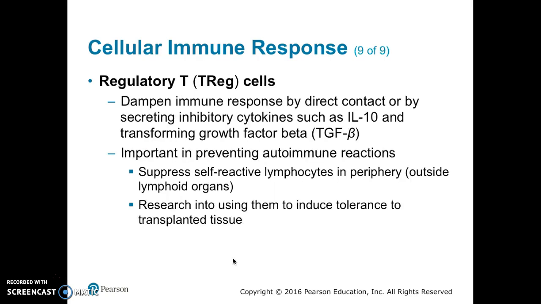The next type of effector T cells are regulatory T cells, or Treg. Regulatory T cells dampen the immune response by direct contact or by secreting inhibitory cytokines like interleukin 10 and transforming growth factor beta. Regulatory T cells are important in preventing autoimmune reactions. They suppress the self-reactive lymphocytes in the outside lymphoid organs. Research is being done into using them to induce tolerance in transplanted tissues.